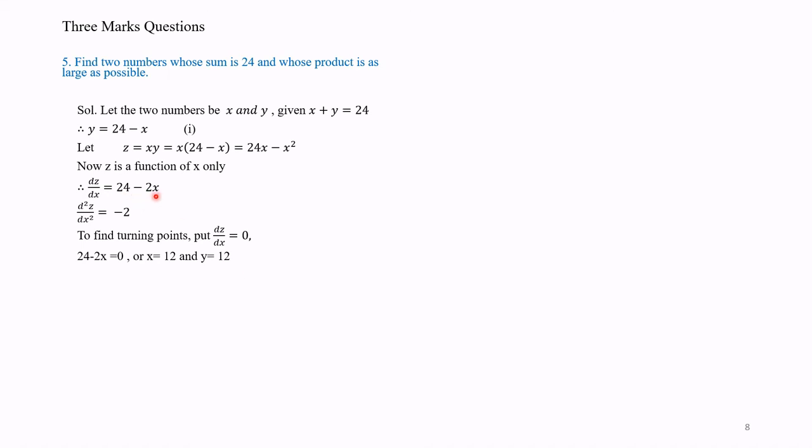Therefore, 24 minus 2x is equal to 0. Solving this, we get 2x is equal to 24 or x is equal to 12. And putting the value of x as 12 in this equation, that is equation 1, we get 24 minus 12 is 12. So, we have x is equal to 12 and y is equal to 12. Therefore, the two required numbers are 12 and 12.